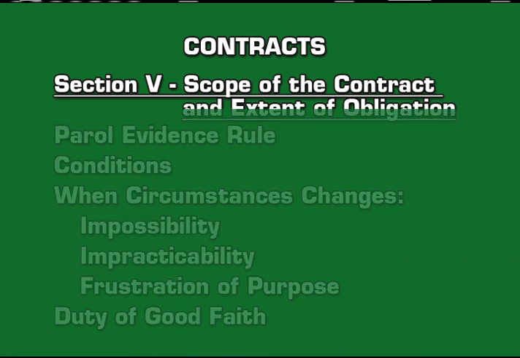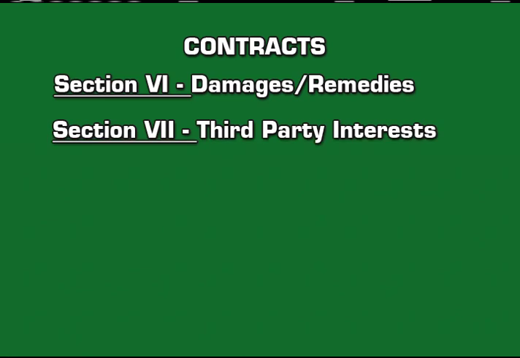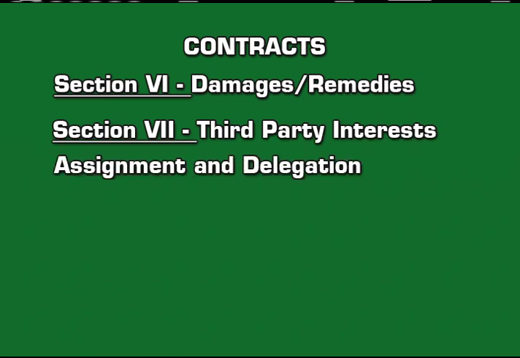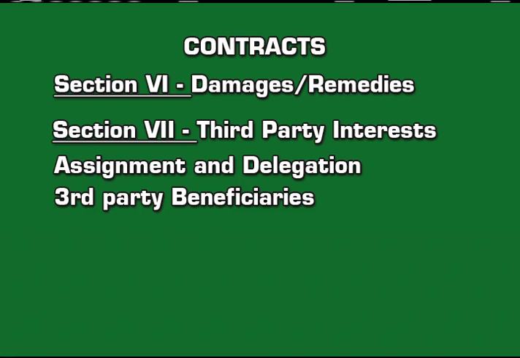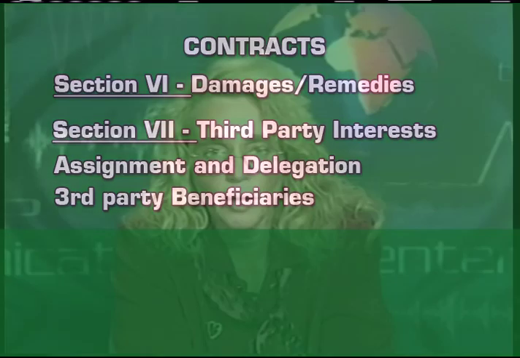Our next section is Section 6, and that deals with damages and remedies, and we'll do that at an introductory level. And finally, we'll wrap up with Section number 7, which are third-party interests, assignment and delegation, and third-party beneficiaries to contracts. So again, I welcome you to this review on contracts. Let's begin. Let's start with the definition of a contract.